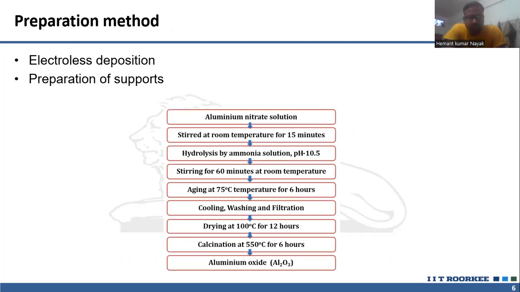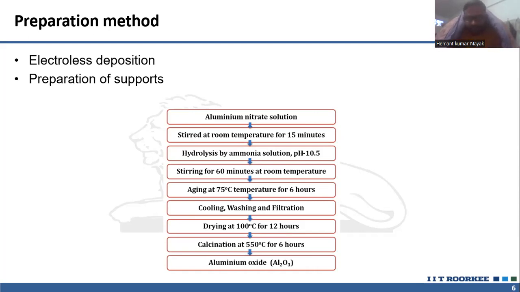So first, preparation of the support. For the support, aluminum nitrate solution is there, and after this it is held at room temperature for 15 minutes, and then ammonia solution, pH 10.5, we have to maintain. Then stirring for 60 minutes at room temperature. After that we have to do aging at 75 degrees Celsius for 6 hours, and then cooling, washing, and filtration.